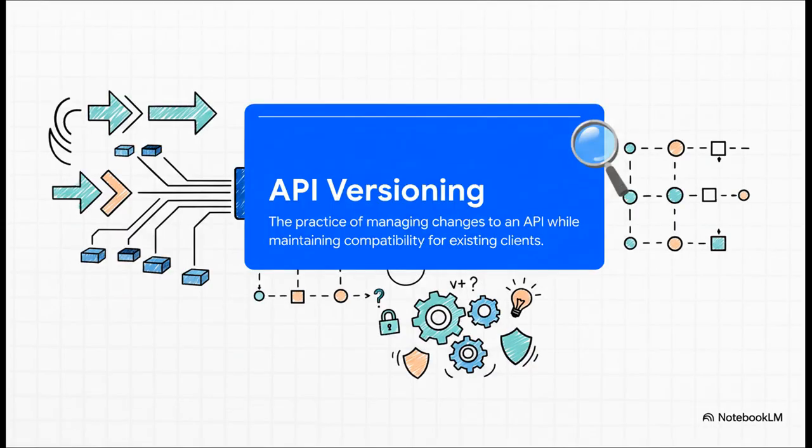But look, things change, your API is going to have to evolve, so how do you add new features or change how things work without totally breaking all the apps that are already using it? The answer is a really important practice called versioning.